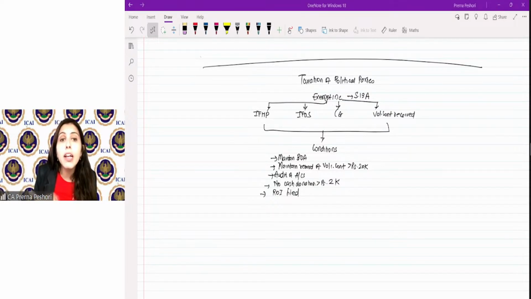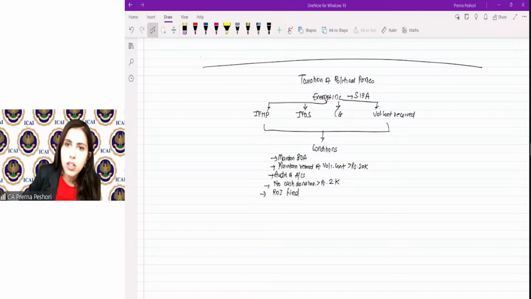But what do we mean by income deemed to accrue or arise in India? For that, you need to look into Section 9 of the Income Tax Act, which provides for the income deemed to accrue or arise in India. Now, income deemed to accrue or arise in India is defined in Section 9. So, Section 9(1)(i).